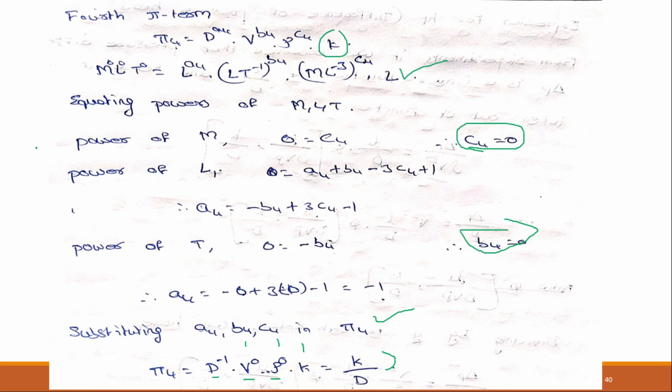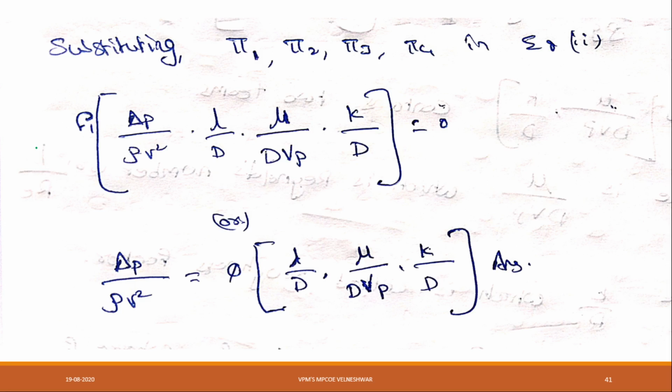So now we got the pi 1 value, pi 2 value, pi 3 value and pi 4 value. Substitute them in equation number 2. That is F1 of delta P by rho v square, into L by D, into mu divided by d v rho, into k by D. Now I am separating delta P. That is delta P by rho v square is equal to phi of, instead of the function I am taking here phi, L by D into mu divided by d v rho, here this is rho, and k divided by D. This is our final answer.